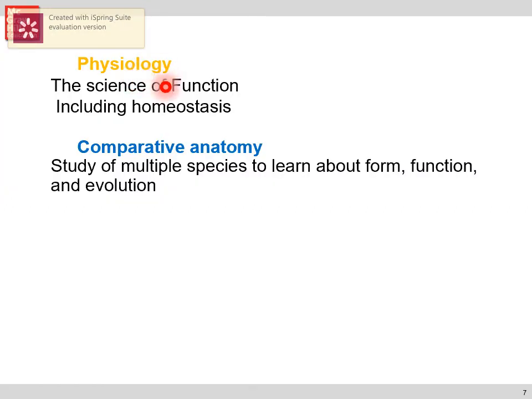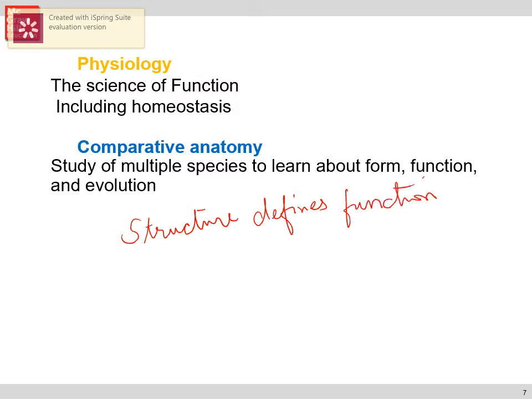Now, what is physiology? Physiology is a study of function and interrelatedness between different structures in the body. So when you put anatomy and physiology together, you get a better understanding of how structure is related to function. So keep this in the back of your mind. Structure defines function. Okay, structure defines function.